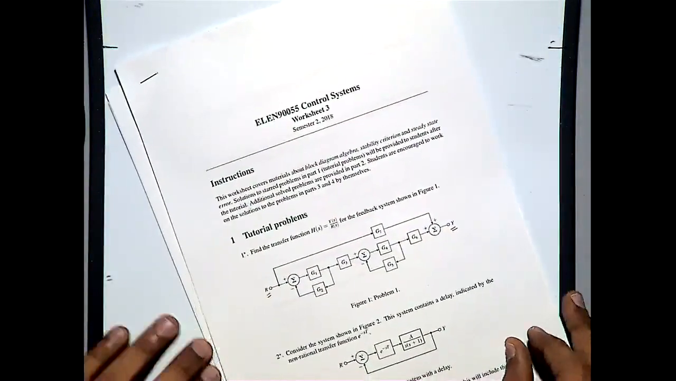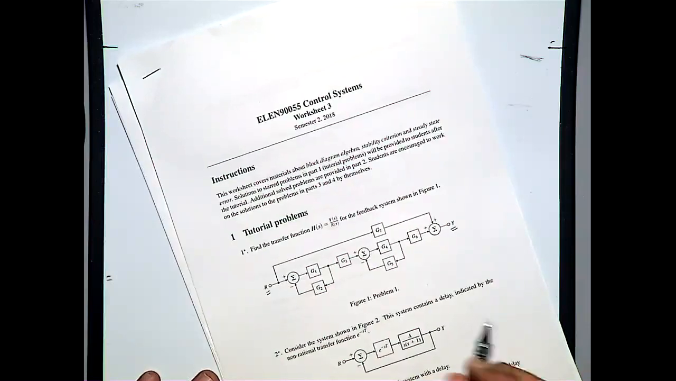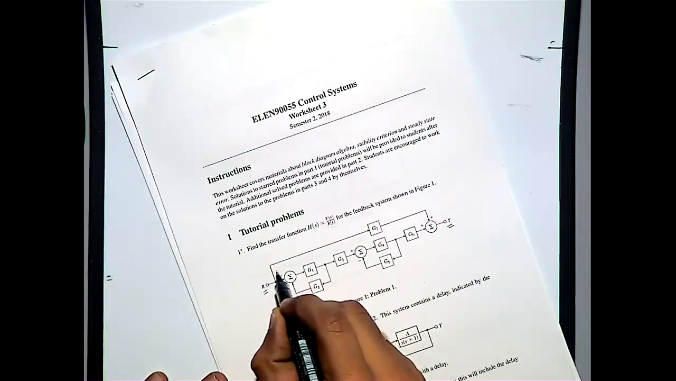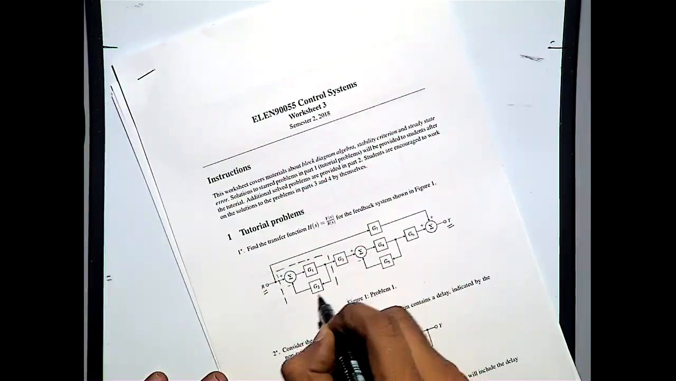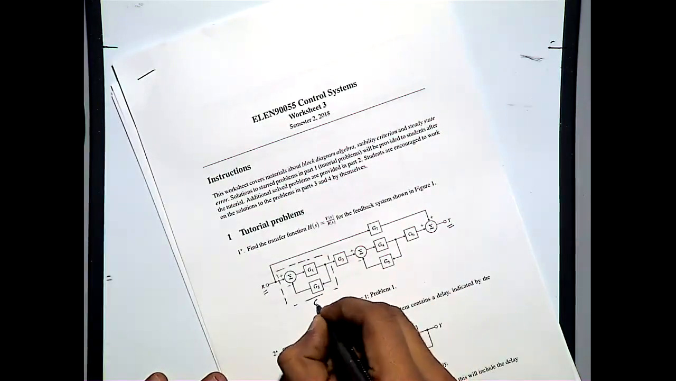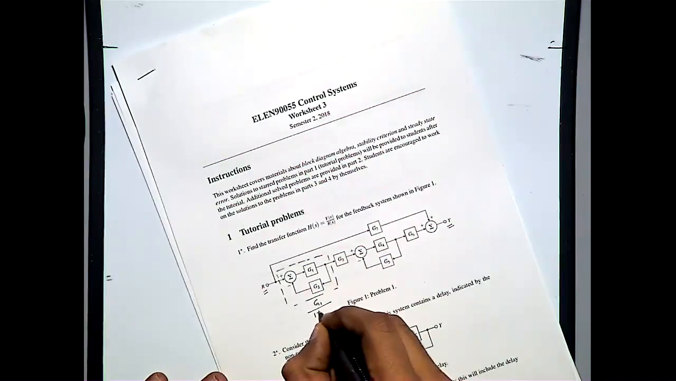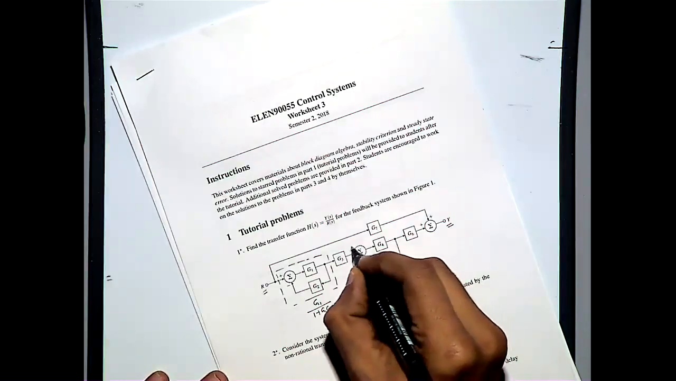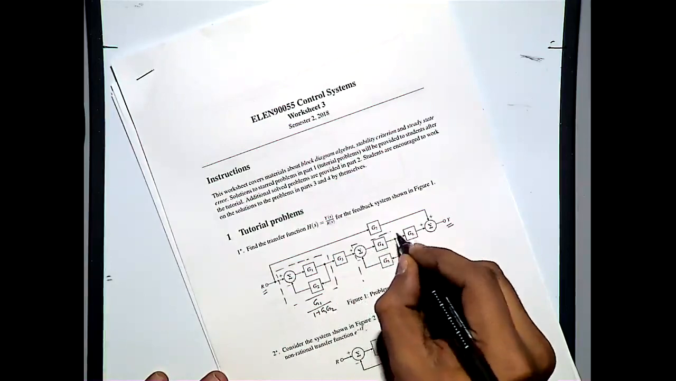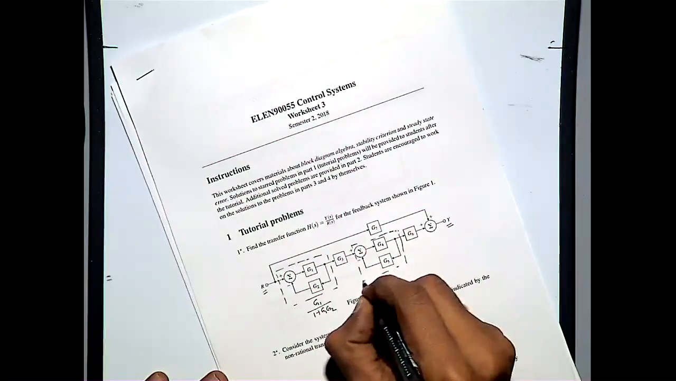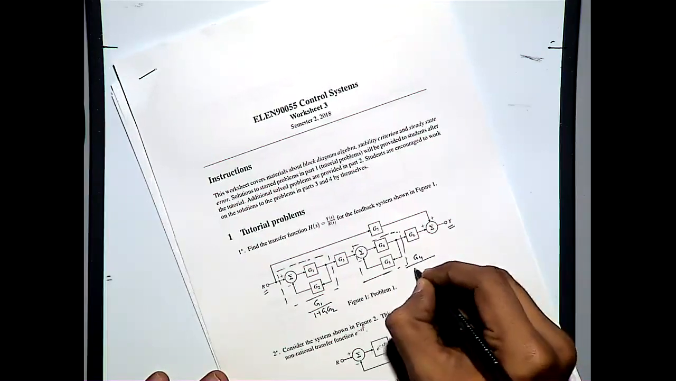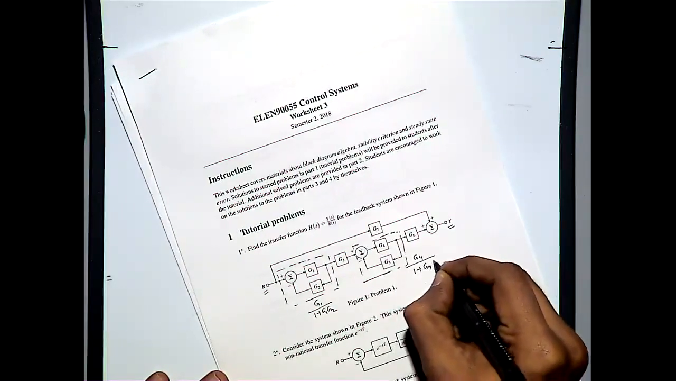Okay. So you can start from any direction, so I will start from this way. So I can see that this equivalent block is G1 divided by 1 plus G1 G2, right? And similarly, this one is equivalent to G4 divided by 1 plus G4 G5.